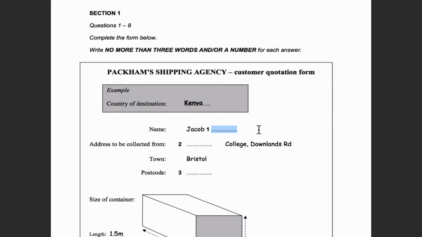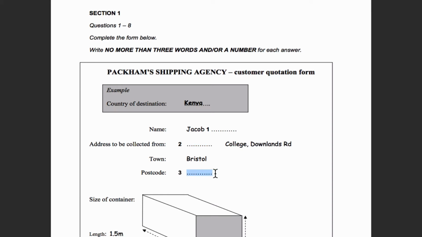Sometimes in IELTS they'll spell this out for you with letters, sometimes not. Number 2 is the address to be collected from. So it's Something College, Downlands Road in Bristol. I'll give you a little clue for this one. Sometimes in IELTS they give you several words that you already know and they put them together into one compound word. This one is a compound word from 2 words that you definitely know already. You just need to listen carefully for this one.